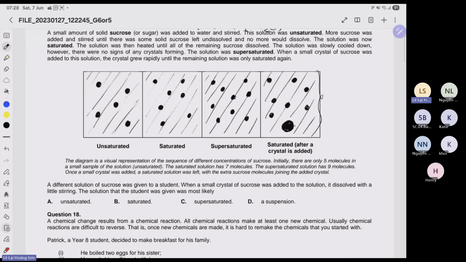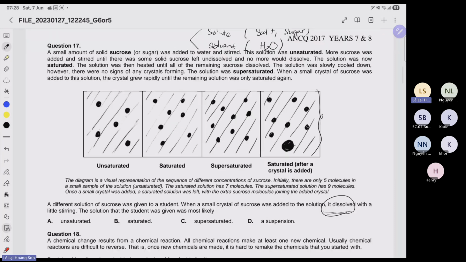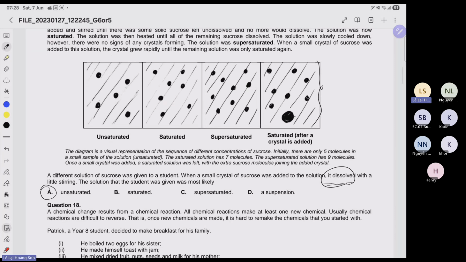All right, a solution of sucrose was given to a student, and when a small crystal of sucrose was added to the solution, it dissolved a little bit with stirring. Now, when you have a solution and you add more sucrose to it, it still dissolves. It means the solution is unsaturated. When you have an unsaturated solution, you can dissolve more. Because if you have a supersaturated or saturated solution, if you add more solute into it, it cannot dissolve, because it's too much already.